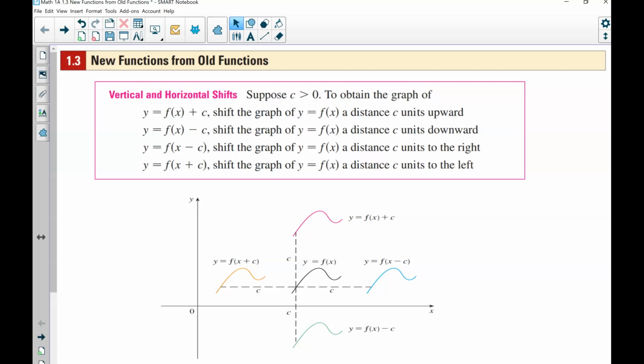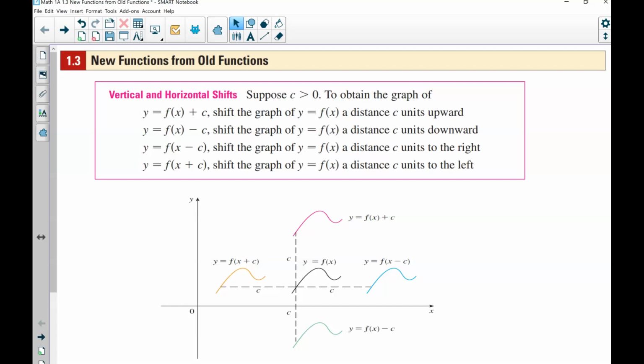In section 1.3, new functions from old functions, we start with the basic functions we discussed in section 1.2 and obtain new functions by shifting, stretching, and reflecting their graphs. We also show how to combine pairs of functions by the standard arithmetic operations and by composition.